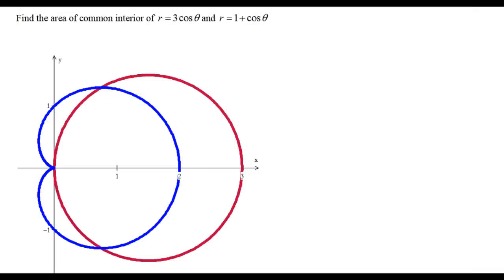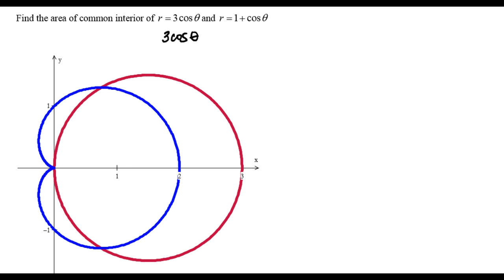Alright, next problem. Find the area of common interior of 3 cosine theta and 1 plus cosine theta. So we want to find what they have in common. So the region that I'm trying to find here is this one right here. So in other words, I'm going to need to find these points of intersection again in order to break this up. So I'm going to need to try to do it over here this time.